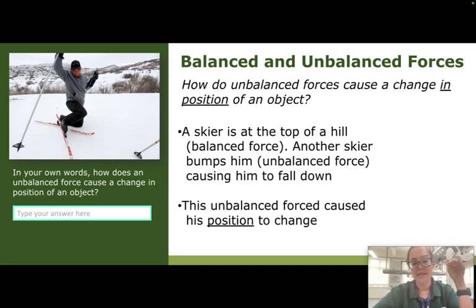Another skier bumps him, causing him to fall down. It's mean. And this is an unbalanced force that caused his position to change because maybe he was standing upright and now he's fallen over, or maybe he was here and the guy bumped him and moved him over a little bit. So he's just in a different space than he was before. And so think about this. In your own words, how does an unbalanced force cause a change in position of an object? Because remember, position is just where something is located.